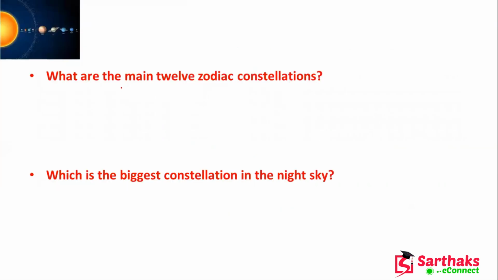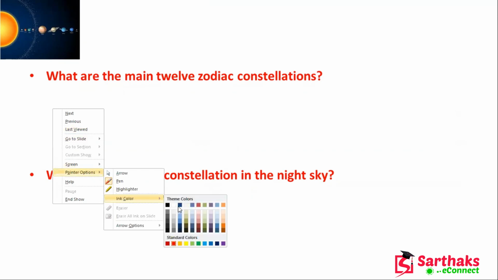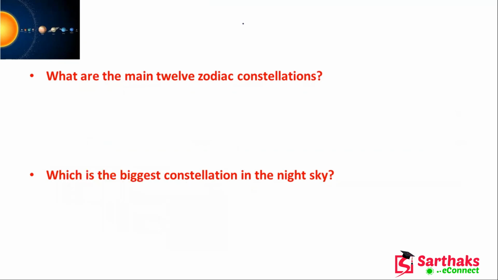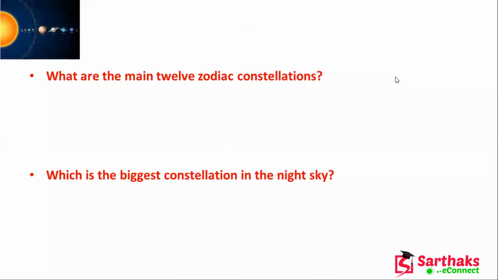So here let's solve some question answers again. What are the main 12 zodiac constellations? Let me take the pointer. So let's start the question answer. Fine. Let me take the blue pen. What are the main 12 zodiac constellations?